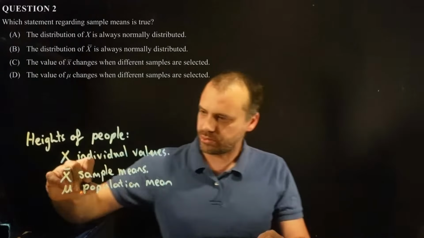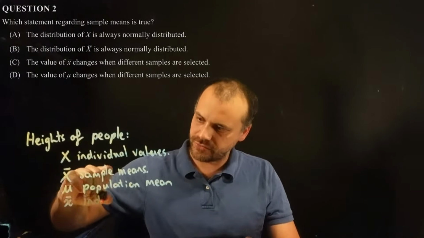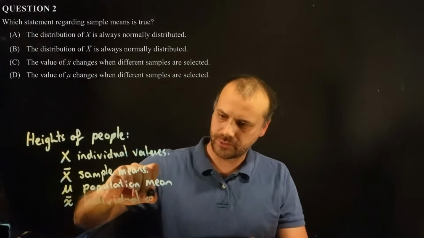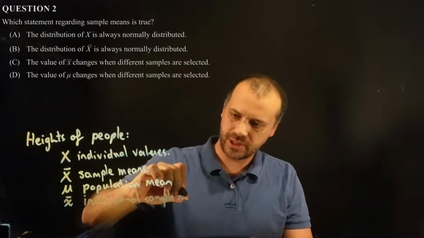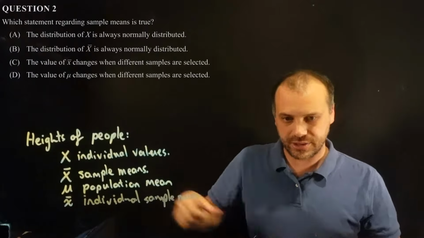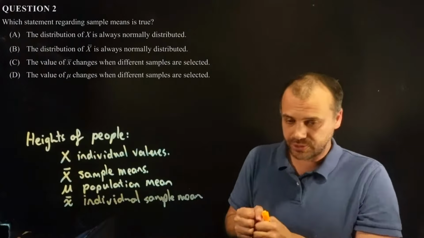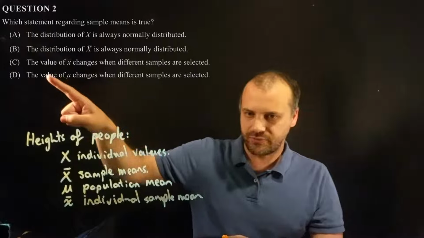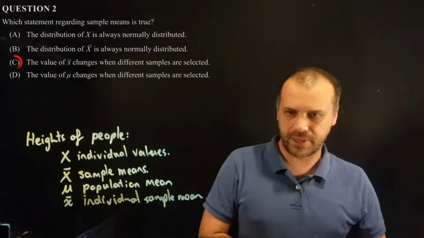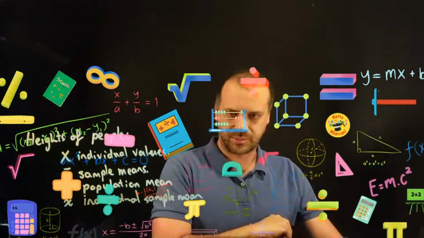Which, of course, brings us to lowercase x bar, which is an individual sample mean. So you've taken a sample and whatever the mean of that sample is, that's x bar. And then you take another sample and you get a different x bar because you've sampled different people, and you sample different people, and you sample different people. The value of x bar changes when different samples are selected. You bet it does. The answer is C, celebrate.